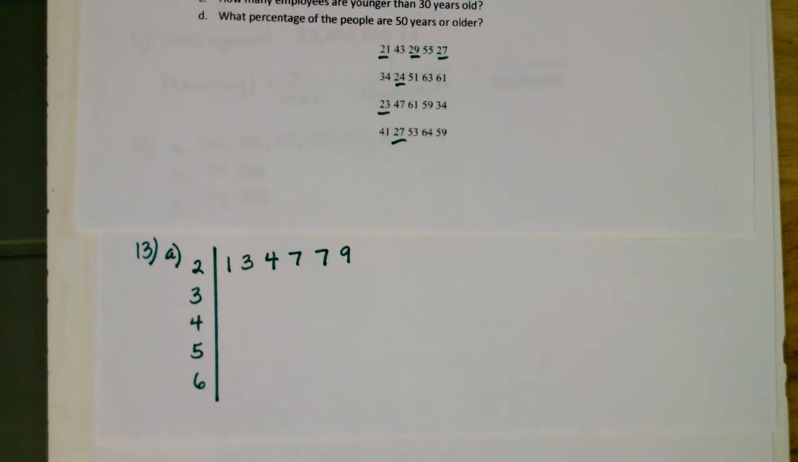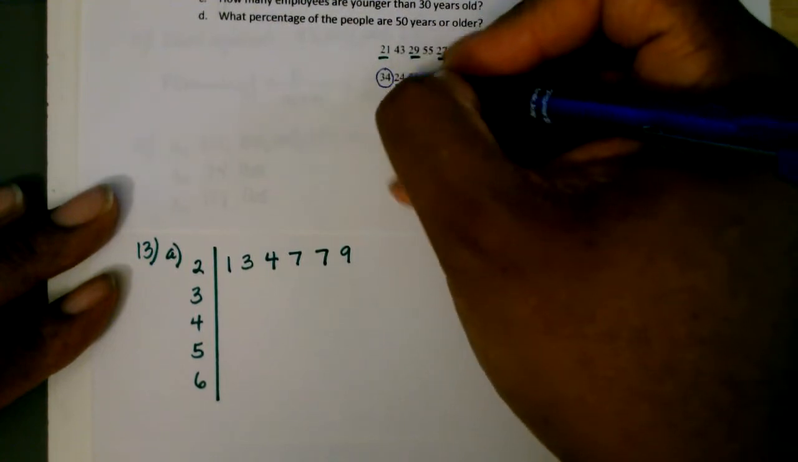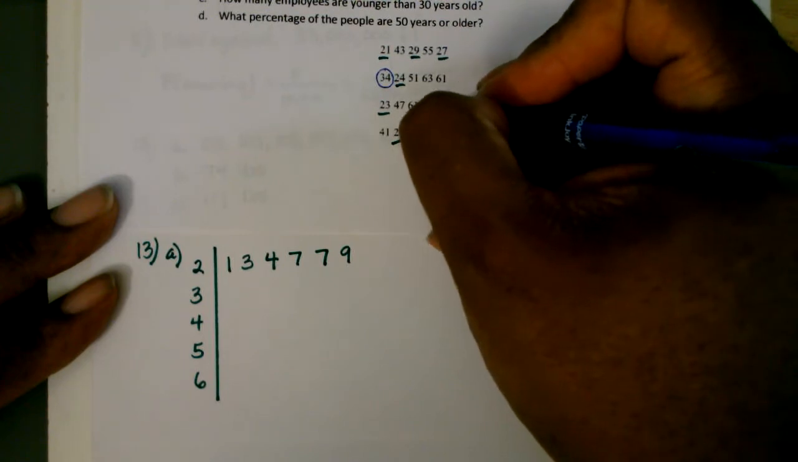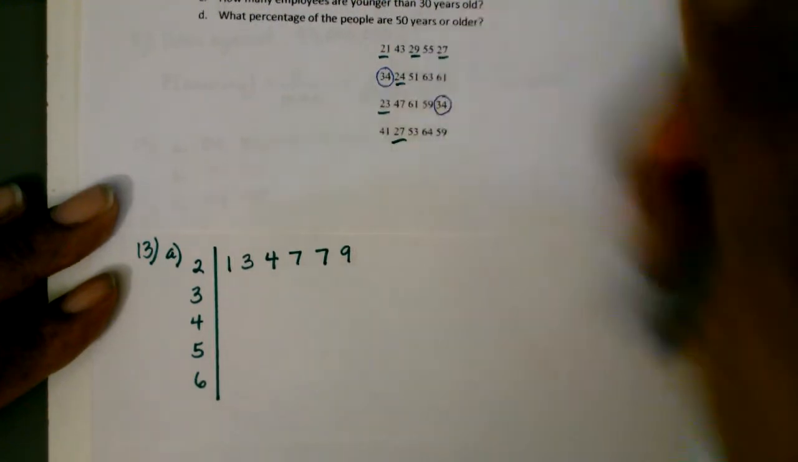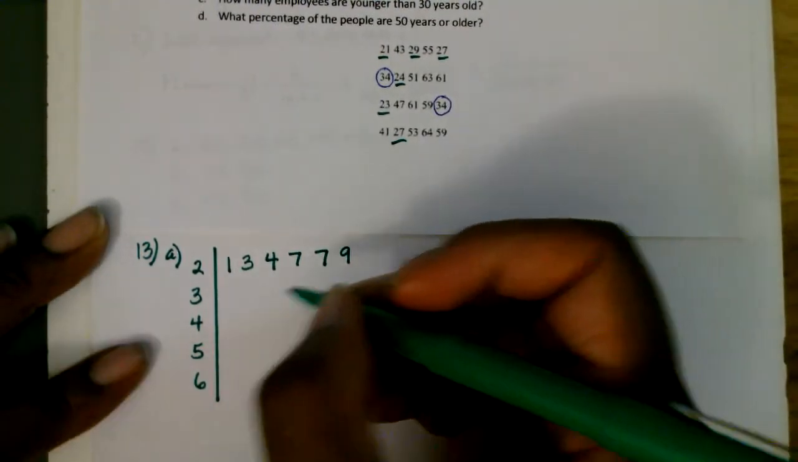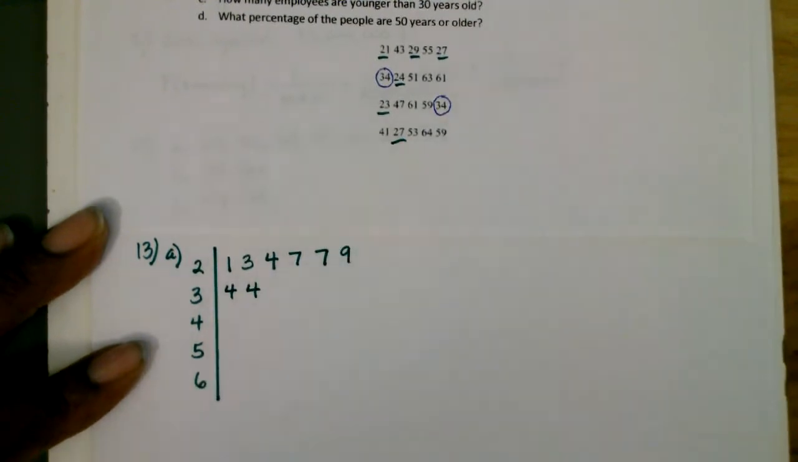And now for the 30s, from 30 to 39, I'm going to circle the numbers that have a 30. I got 34 and another 34. Okay. So I have 2 numbers that are 34, so I'll write the 4 twice.